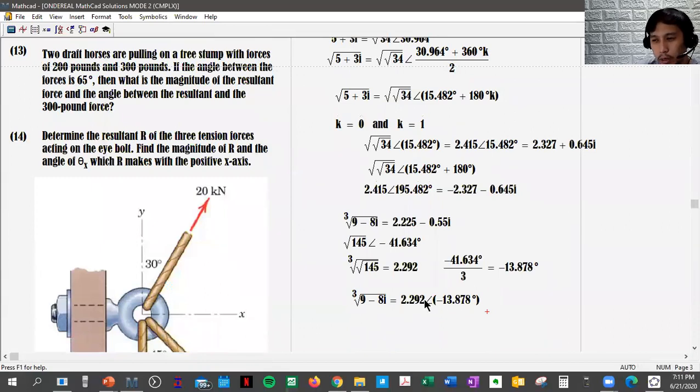But again, meron pa itong other periodic roots, no? Mag-add tayo ng 2πk over 2. Okay? So ganun yan.